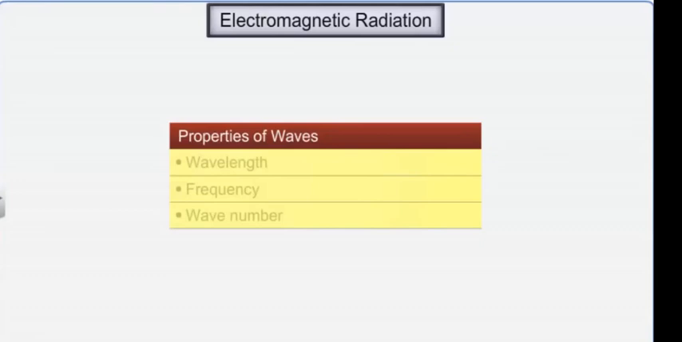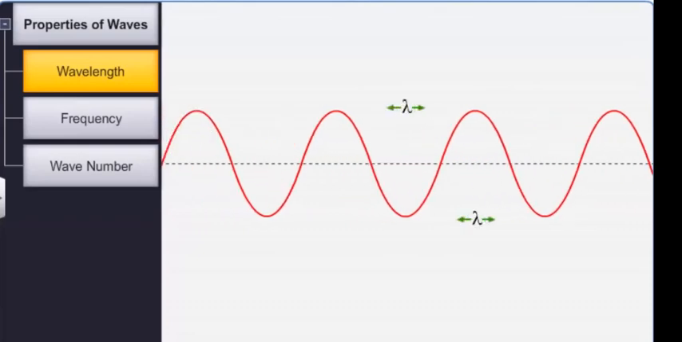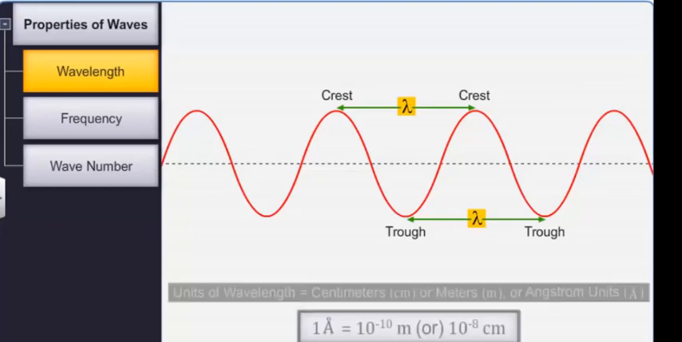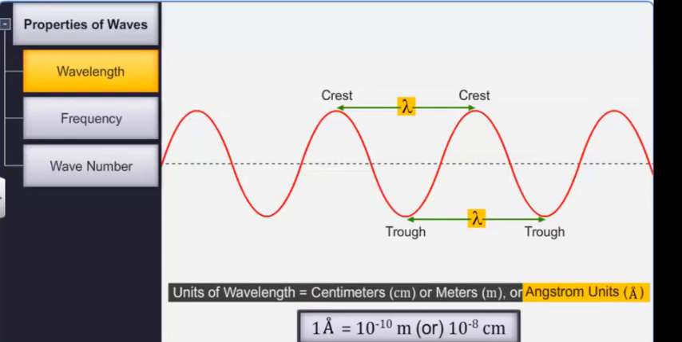The first one is wavelength. Wavelength means, see here, in between two successive crests or two successive troughs, that is the wavelength. It is shown by lambda. Units of wavelength you can take centimeter, meter, angstrom, picometer, like this. 1 angstrom equals 10 power minus 10 meter.